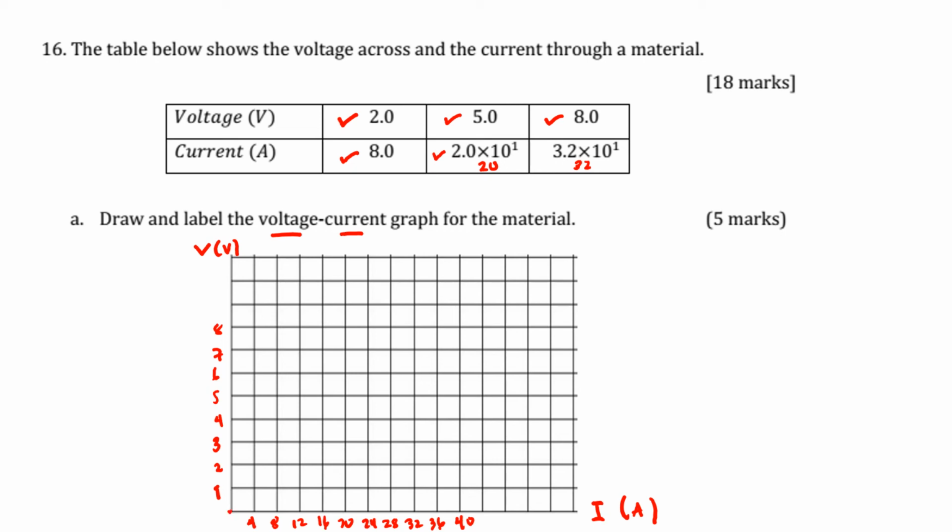When voltage is 2, current is 8. So this is our first point. When voltage is 5, current is 20. So we have this point over here. Next, when voltage is 8, current is 32. So this point here. Alright, and then we draw a line that would fit all of these points. So basically it's just going to look like this. So this is our voltage current graph.